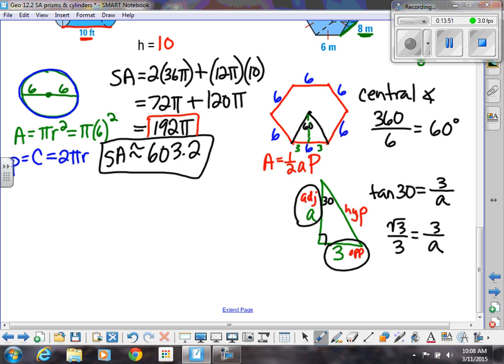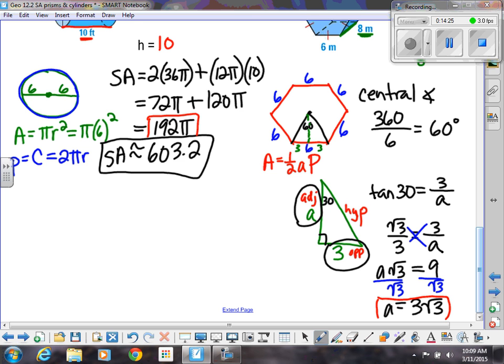So I'm going to keep it like that. I don't want a decimal yet. Remember, we're going to try not to round as much as possible. So now I'm going to cross multiply. So I'm going to get a times the square root of 3, and then on the other diagonal I get 9. One more step, I have to divide by the square root of 3 to get a by itself. So I'm going to get a is 3 times the square root of 3. Whew, so we have all of that just to get the apothem.